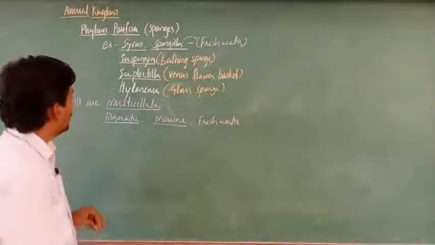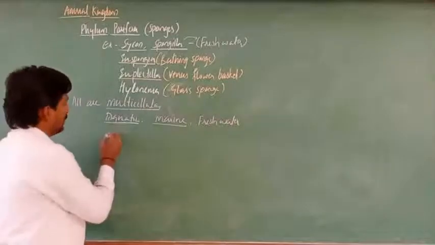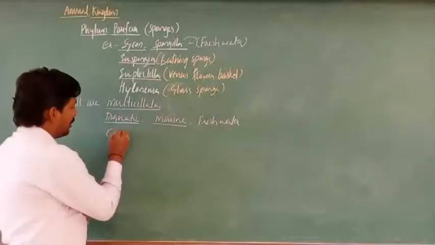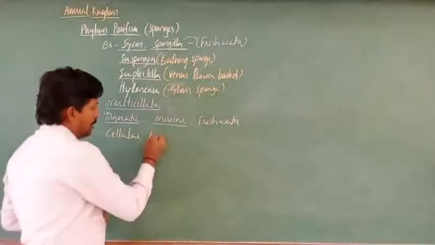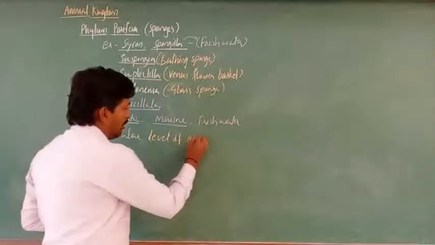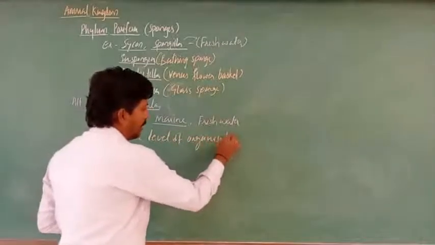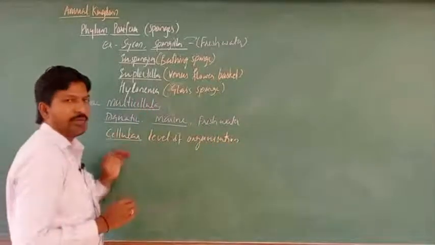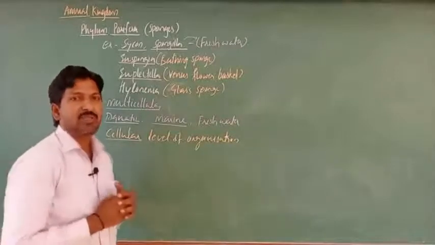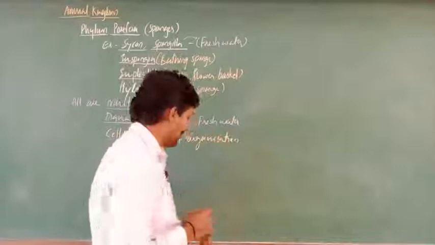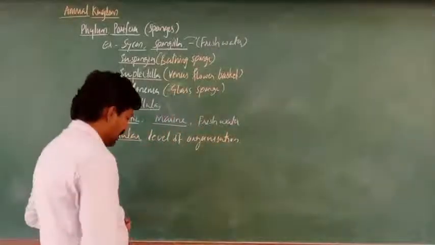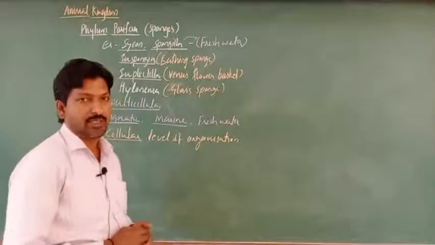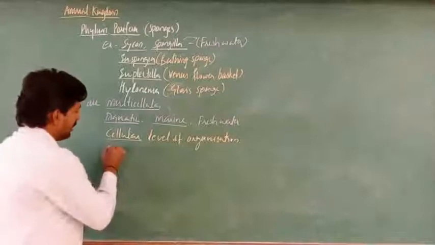In the next point, we observe the cellular level of organization. Cellular level of organization we observe in this one. What does cellular level mean? Cellular level means tissue is still not formed. When you observe the body structure, their body is, as you know, asymmetric. Even though they are multicellular, they show asymmetry.